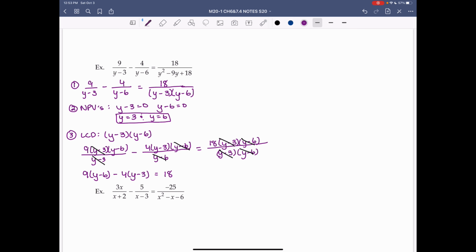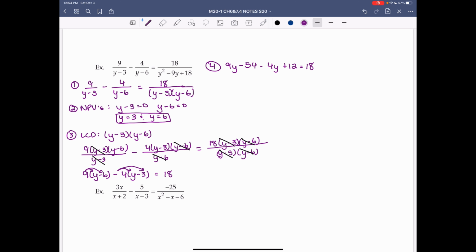Step number 4, I want to solve and simplify. Multiply the 9 into the brackets, the negative 4 into the brackets. We get 9y minus 54 minus 4y plus 12 equals 18.